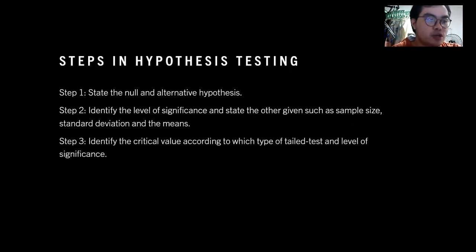Okay, next, we're going to identify the critical value according to which type of tail test and the level of significance. The tail test consists of two choices. So it's either one tail or two tail.